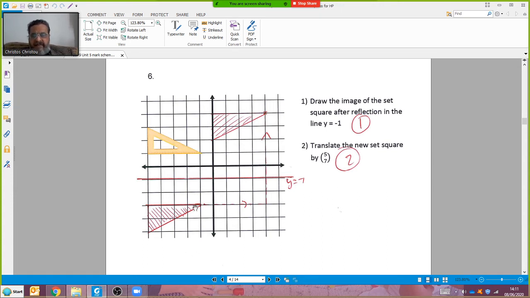So 5 across 7 up. So be very careful. Once you get this right, you go 1, 2, 3, 4, 5, and jump up 7. 1, 2, 3, 4, 5, 6, 7.